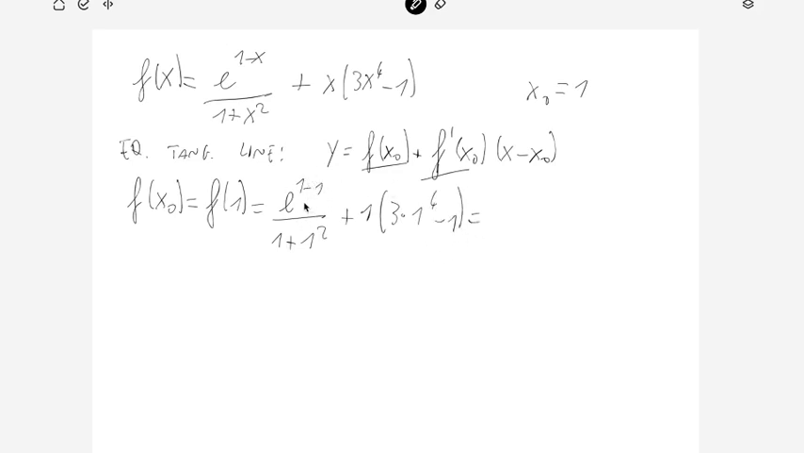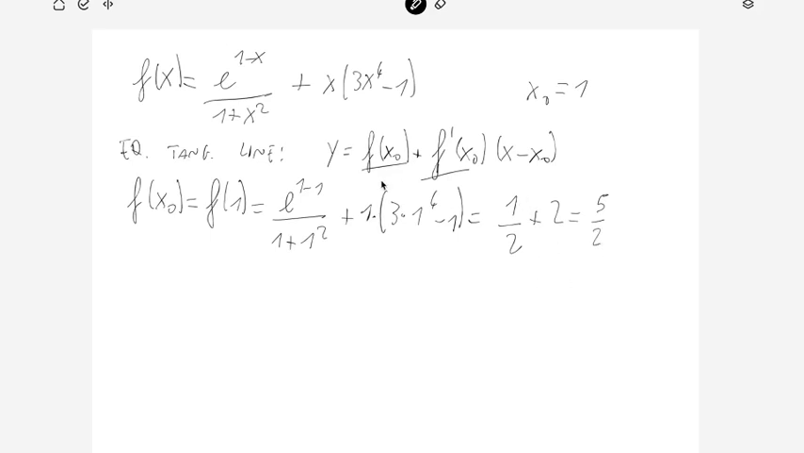E to 1 minus 1, it is e to the 0, which is 1. 1 over 1 plus 1 is 1 half, plus 1 times, it is useless. Then 3 minus 1, it is 2. 1 half plus 2, so 5 half.